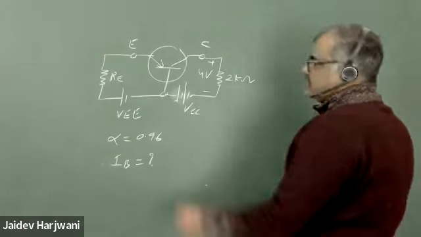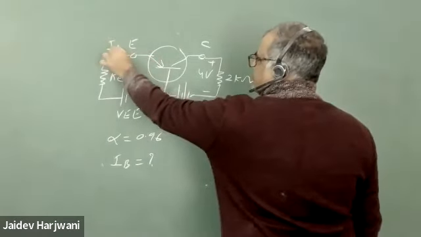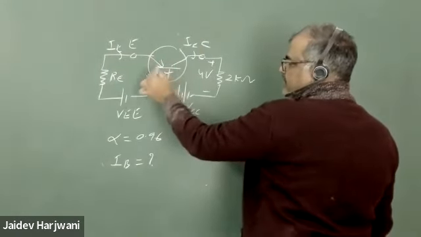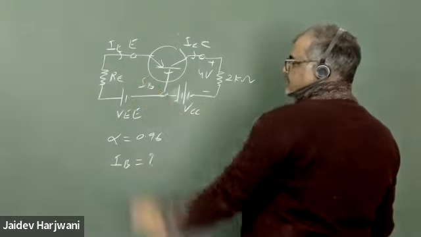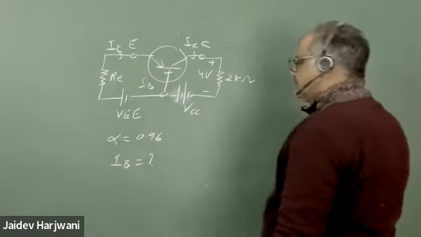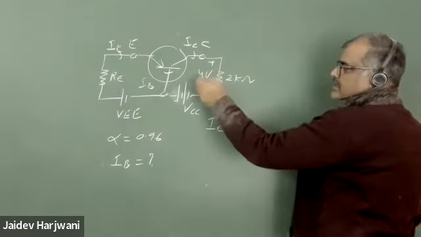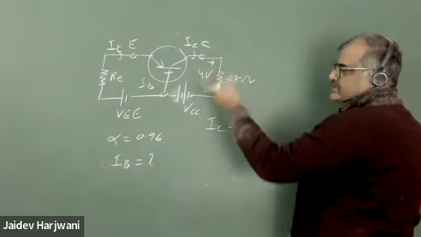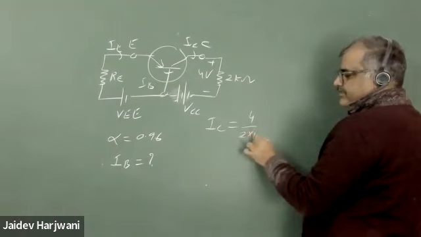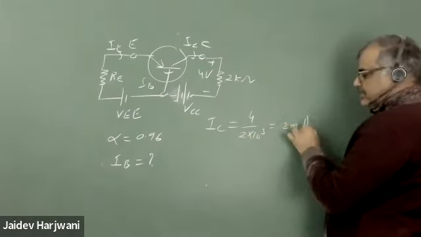See, this current is IE. IE is coming in here, so IC is going outside and IB is going outside. So what is the value of IC? IC is flowing here. You know the voltage drop, you know the resistance. So IC is simply 4 upon 2 kilo ohm. So your IC becomes 2 milliampere.